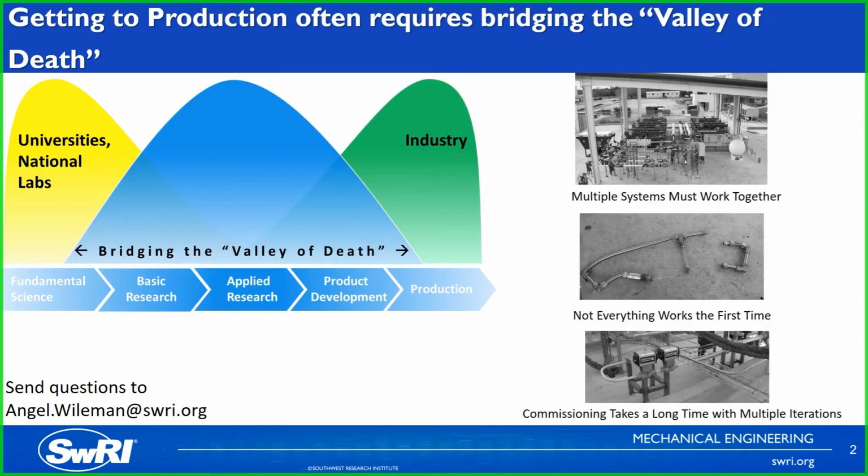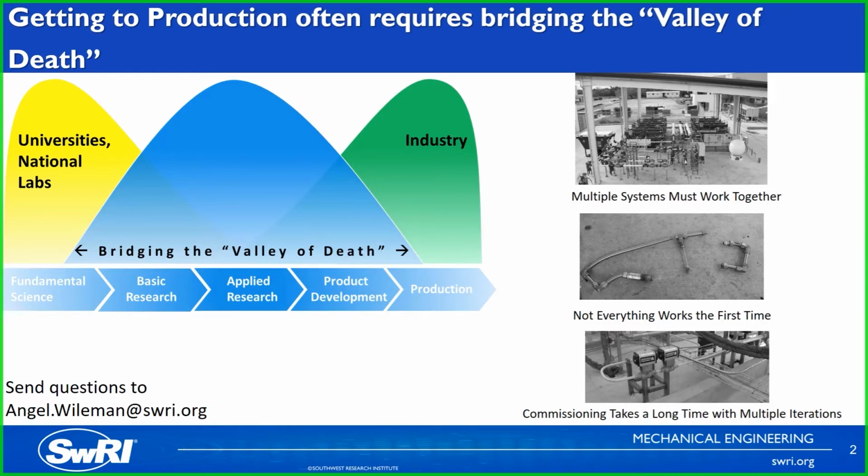So first off, here at Southwest Research Institute, we often like to show this graph at the left. This is the life cycle of a technology or something new, starting with the background and the fundamental science, moving to basic research, then applied research, product development, and finally when you put this into a production technology. Universities and labs are known for the fundamental science and some of the basic research. Industry is really good at product development and production.